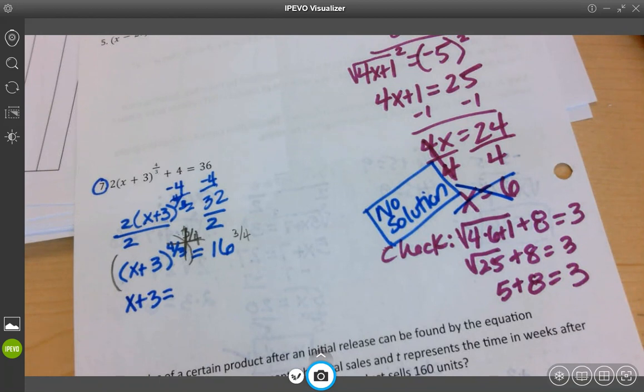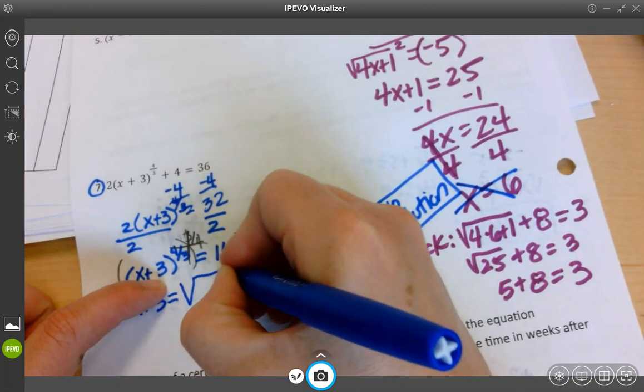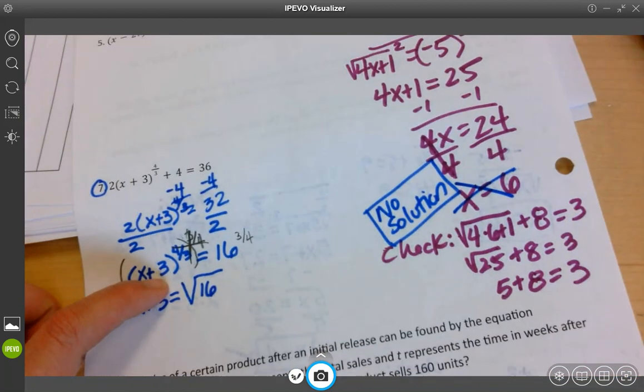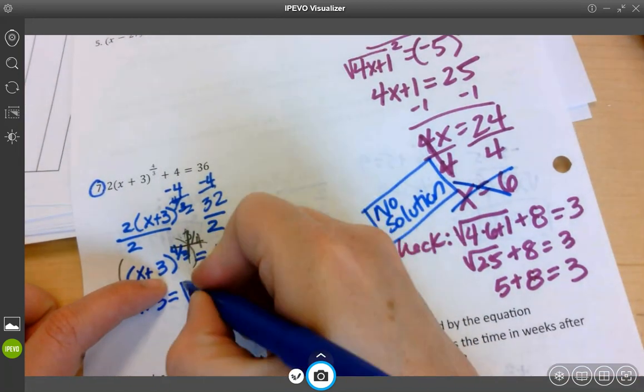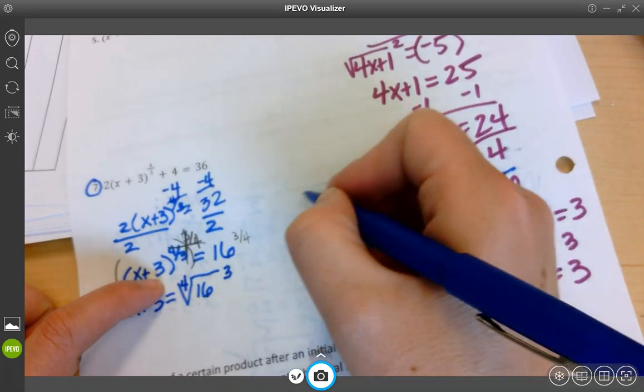And now I need to rewrite 16 to the 3/4 as a radical. Which of those numbers goes in the index here? It is the 4. Good. The denominator is your index. And the exponent goes out here.